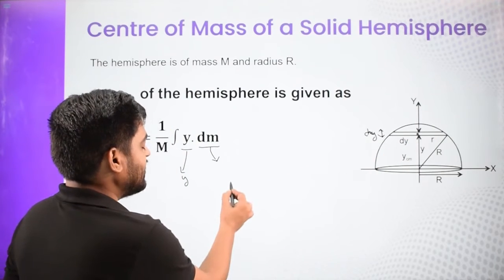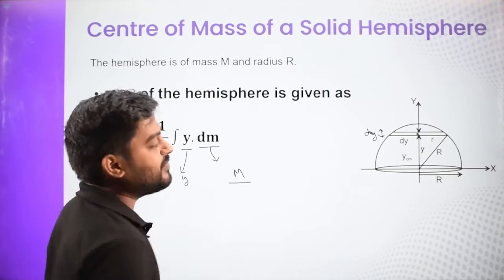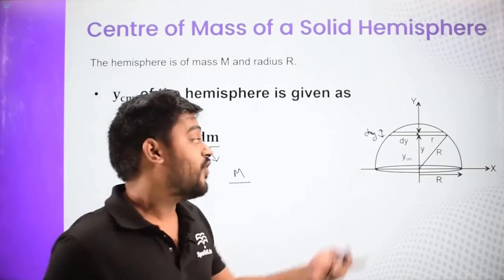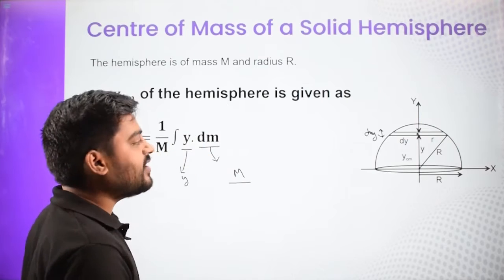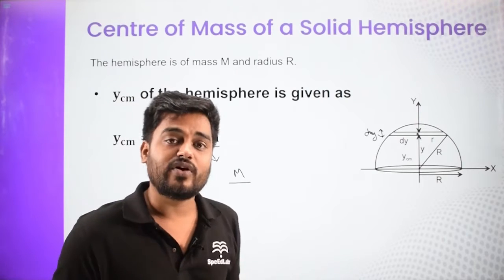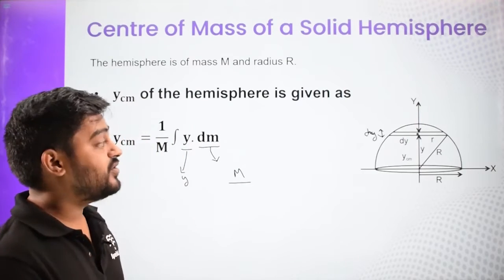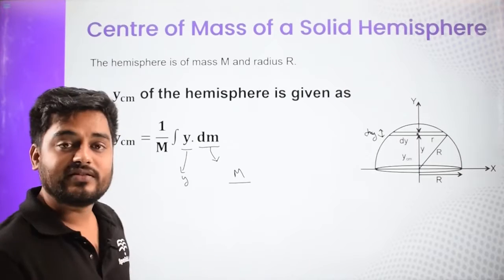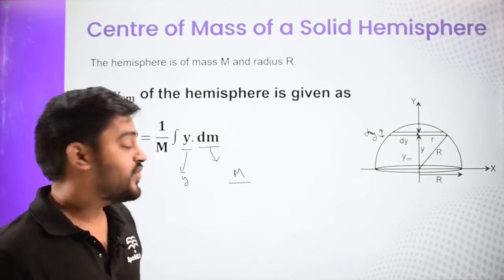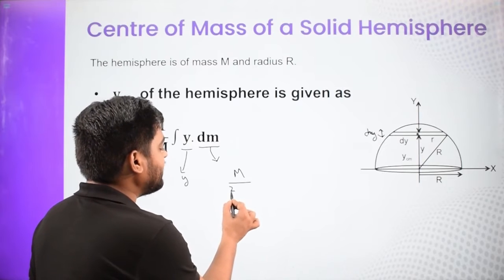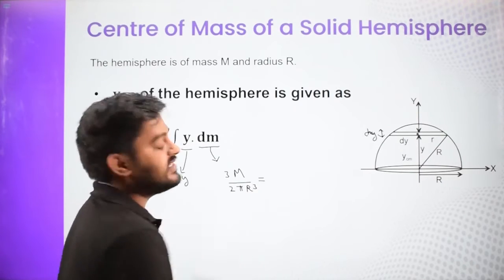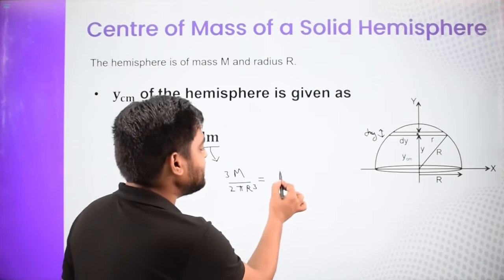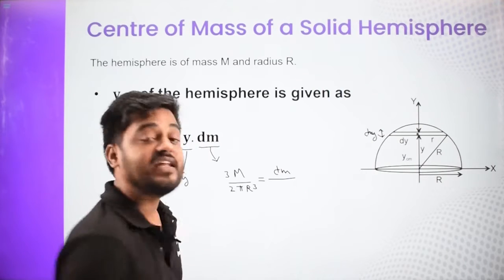How do you find mass? Total mass divided by total what? Volume, because the mass is distributed in a volume, right? So what is the volume formula? 4 by 3 pi R cube is the volume of the complete solid sphere. So here it is going to be 2 by 3 pi R cube. So M over 2 by 3 pi R cube is equal to the required mass, which is dm, divided by the required volume.